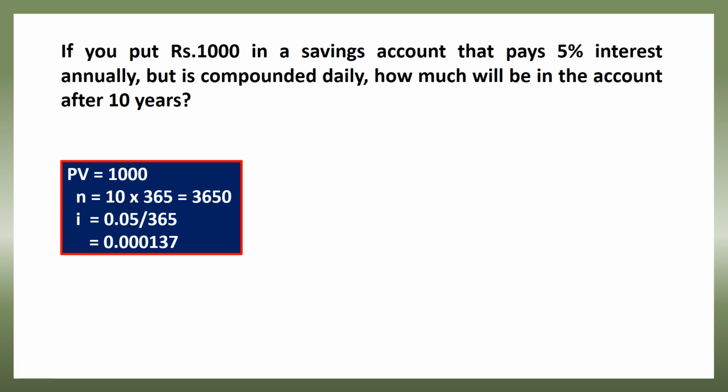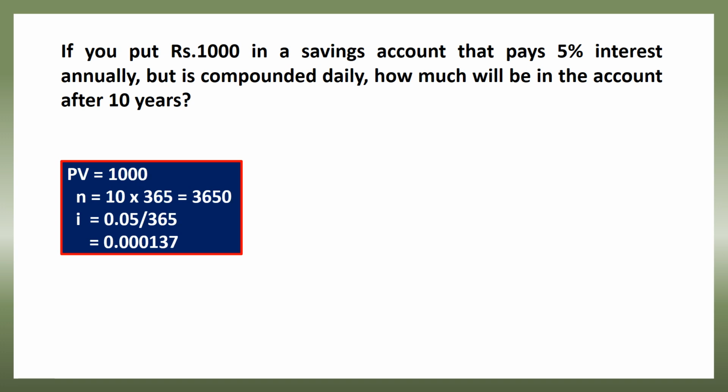Then what is i? It is 5% per annum. It is given in the question that it pays 5% interest annually. But when it is compounded daily, this 5% has to be divided by 365. Thus, i becomes 0.000137. So, these many things are given in the question. From this, we have to find how much will be in the account after 10 years.